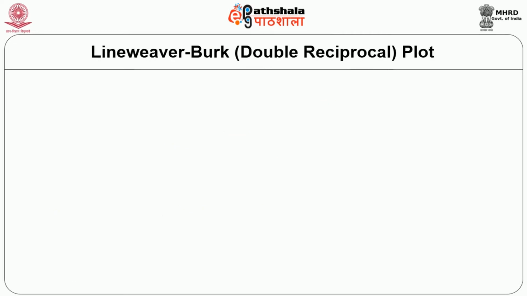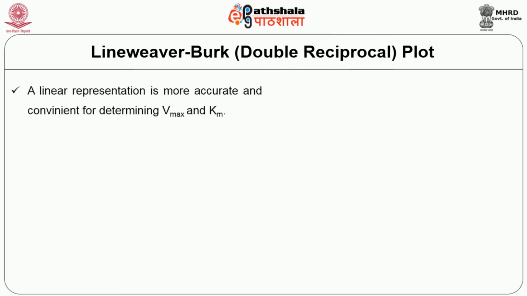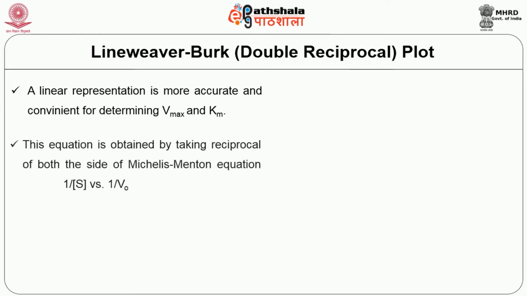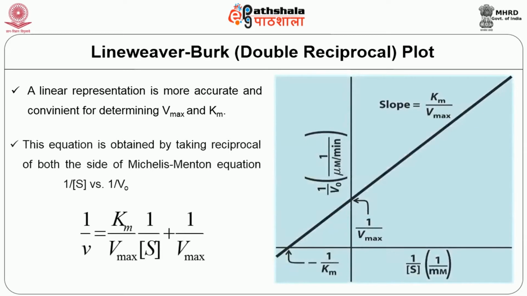To calculate the Km value empirically, instead of the direct plot, we always go for a linear representation, which is more convenient for determining Vmax and Km, and this equation is obtained by taking the reciprocal of both sides of the Michaelis-Menten equation, 1/V0 versus 1/[S]. This is also called a double reciprocal plot. This is the Lineweaver-Burk plot, or the double reciprocal plot. This gives us a theoretical indication to calculate 1/Vmax. The slope is given by Km/Vmax, and -1/Km helps us in calculating the Km of a particular substrate for a given particular enzyme.